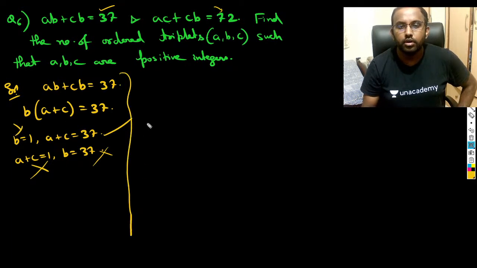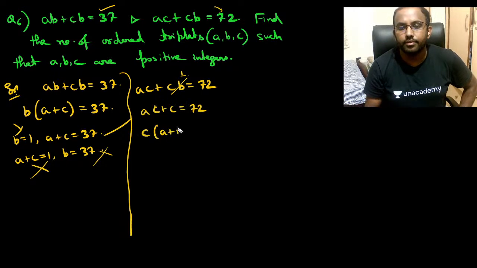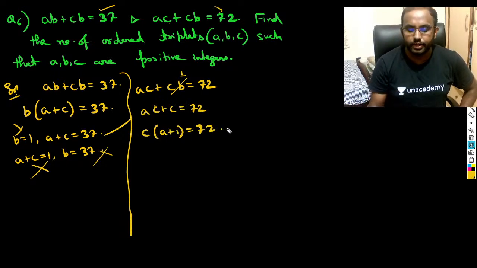So what I'll do now? I'll put the value B equal to 1 here. AC plus CB was 72, and now B is equal to 1. That becomes AC plus C is 72. Now C I can take common here: C into A plus 1 is 72.